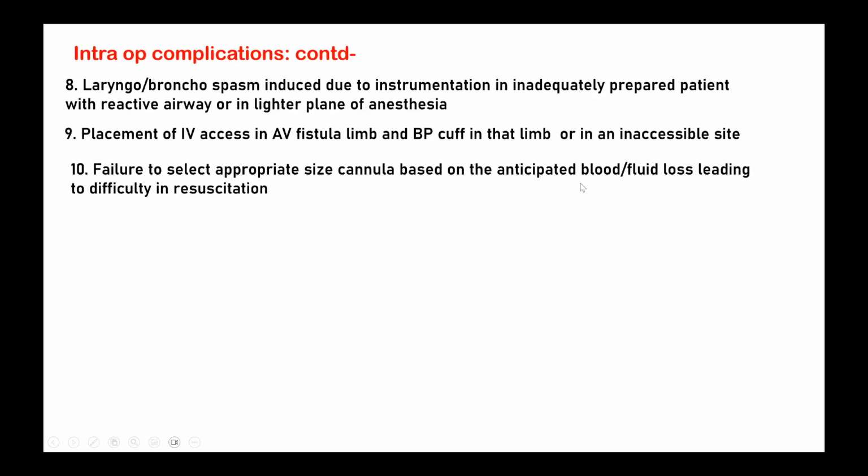for example, if you use a 22 gauge cannula in an adult and try to transfuse blood in an emergency, you will hardly find the blood flowing at the required speed that we need to transfuse. So you must plan your cannula size appropriate to the surgery, anticipating the blood and fluid loss.